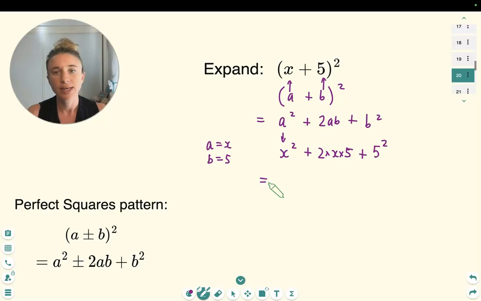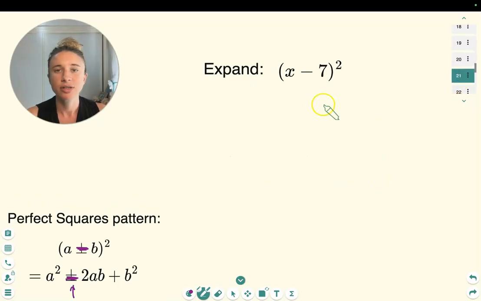Okay. And now we just simplify a bit. x squared plus, 2 times 5 is 10x plus 25. So that one is done. It's expanded. Can't simplify it any further. What about this one? x take 7 in brackets squared.